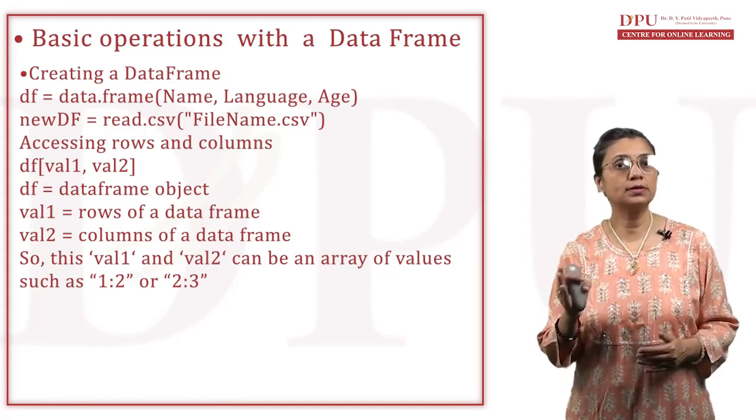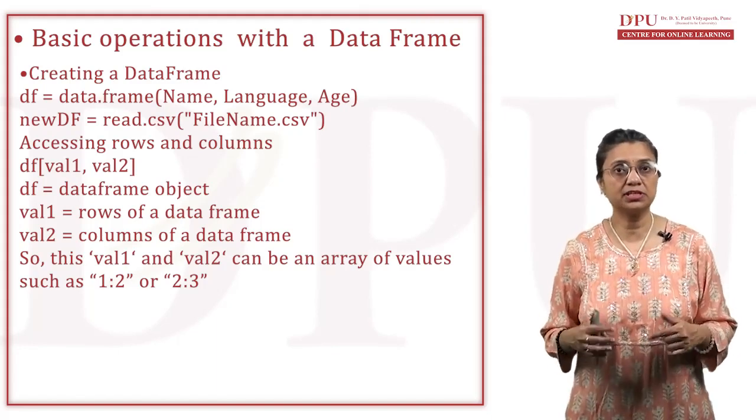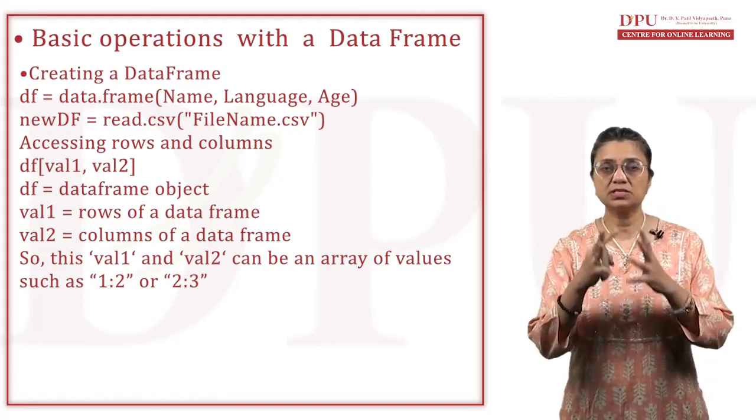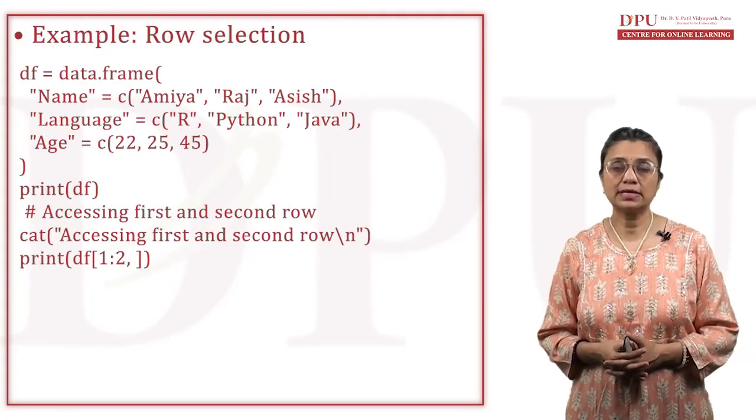And if I say 2:3, it means the second and the third column. So I can even have a subset of a data frame very easily by just specifying the row numbers and the column numbers. Let's have a look at row selection.